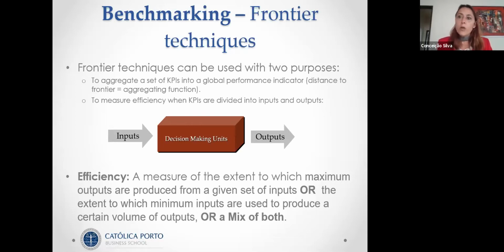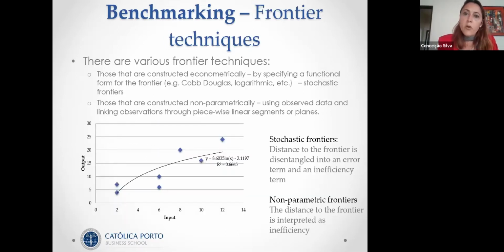So when we have this notion of efficiency, we usually have a sort of orientation. Am I oriented towards the maximization of outputs, or the minimization of inputs, or do I want both at the same time? And we have measures of efficiency for both of these types.